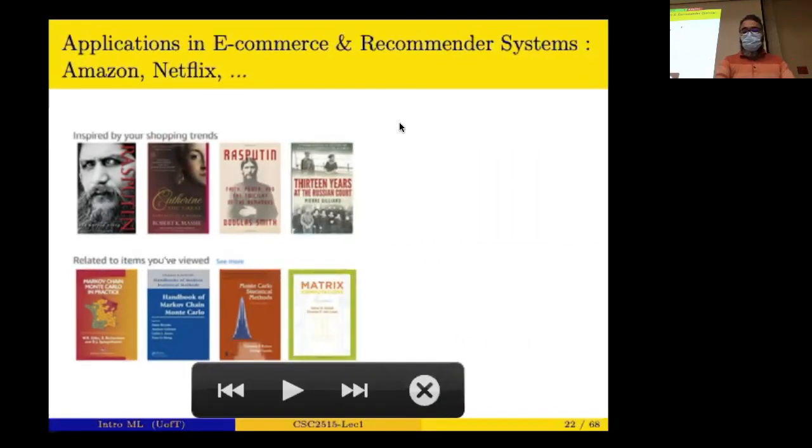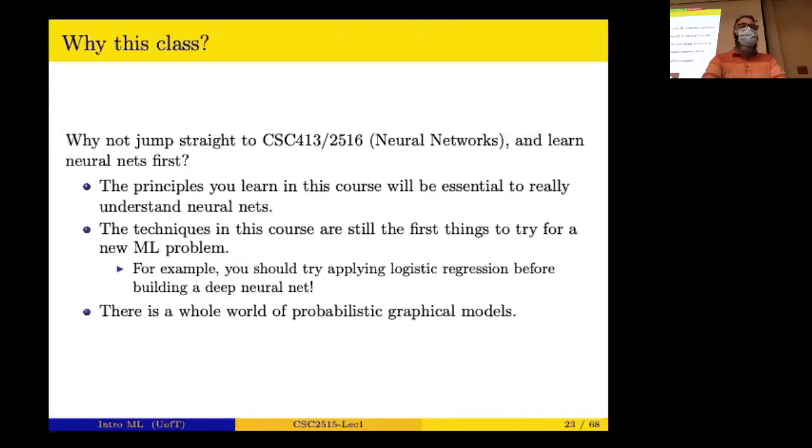Okay, so let's move on. So why this class? There are other courses at U of T for machine learning. Some of them are more advanced, like for example, we have a neural network course. So maybe you say, why not start from neural networks? The thing is that this course provides a foundation of machine learning. And the principles that you learn in this course will be essential in learning any other courses in machine learning.